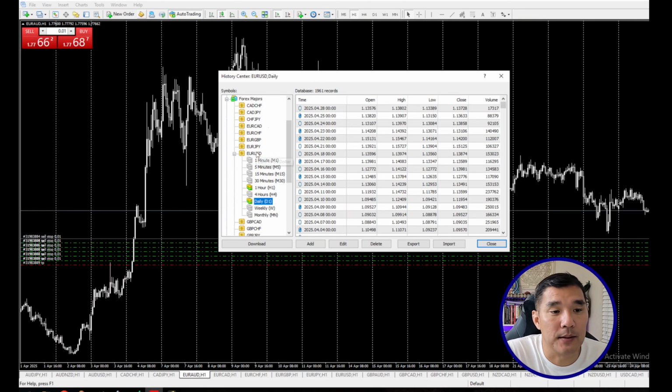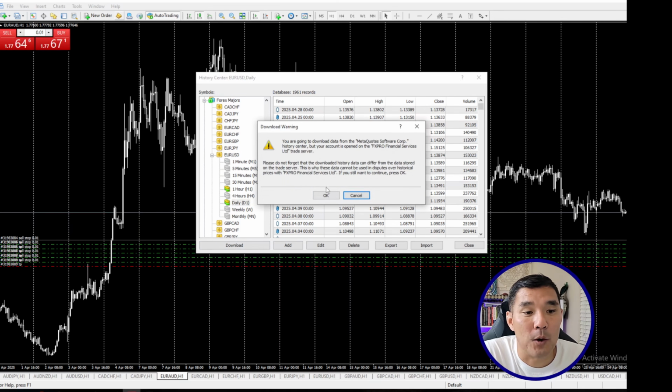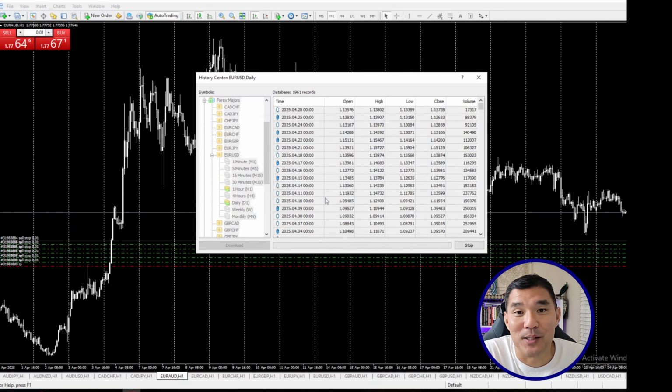So I'm going to double click on Euro US dollar and I'm going to do the daily chart because the daily chart is easy to test. There isn't a ton of data, but you can still create really good trading strategies on that time frame. So double click daily here and that will show you all the database records that are available. Right now I have 1,961 records available. So I'm going to hit download to see if I can get more data than what is already available.